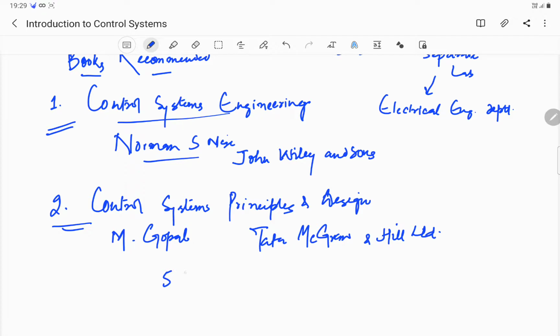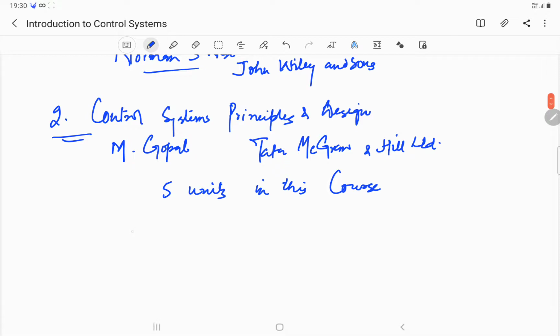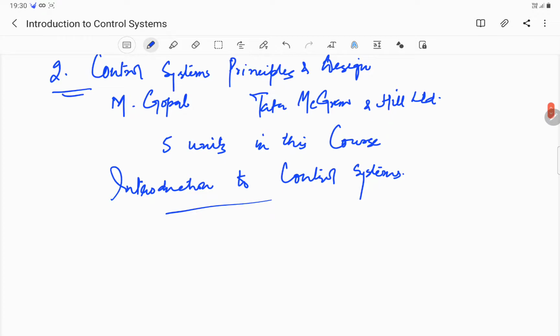There are basically 5 units in this course, and the first unit is Introduction to Control Systems. Now, before coming to the definition of control system, we'll first discuss some examples of control systems.